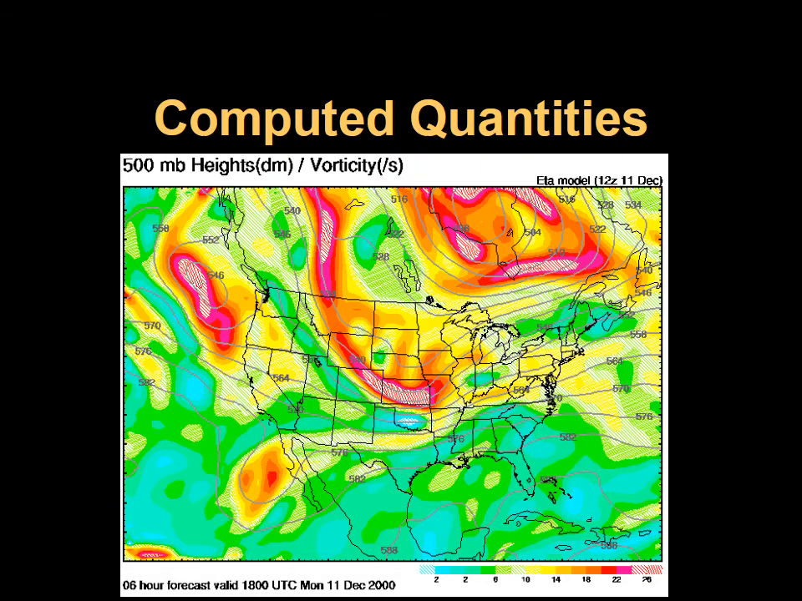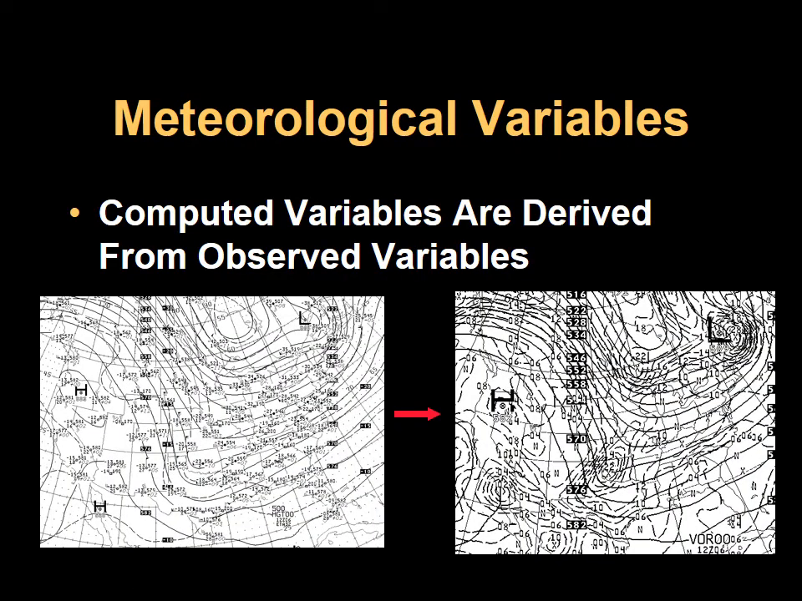Here's an example. Here's a 500 millibar chart showing you the vorticity that was calculated on this particular day. So of course we use observed values to get these computed variables.